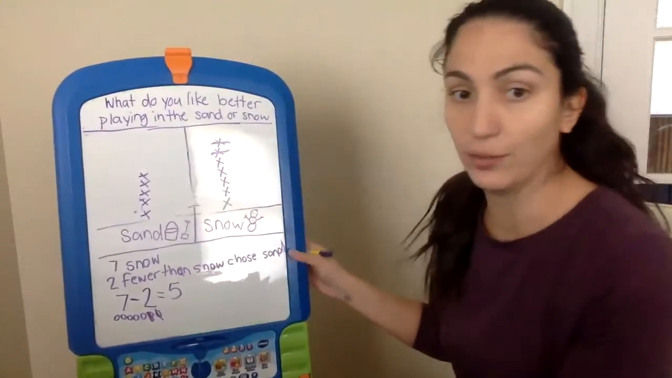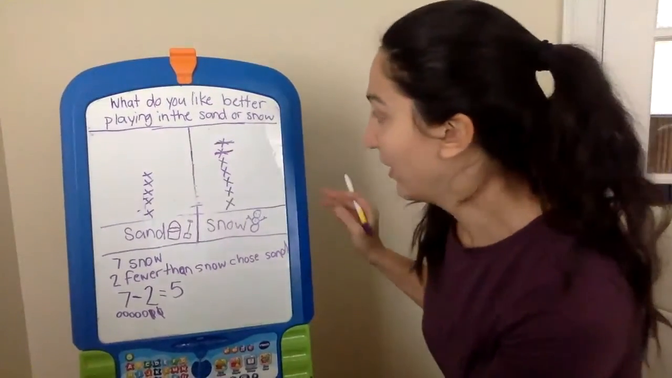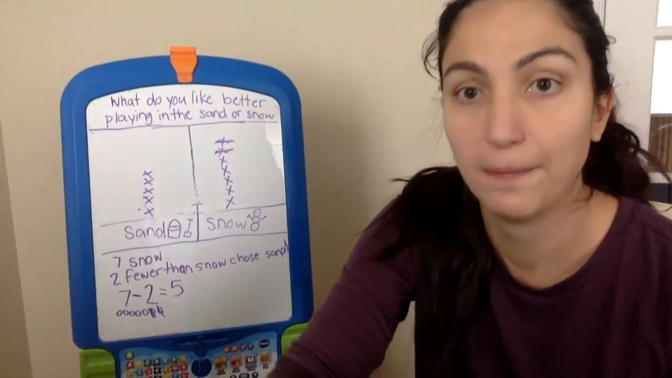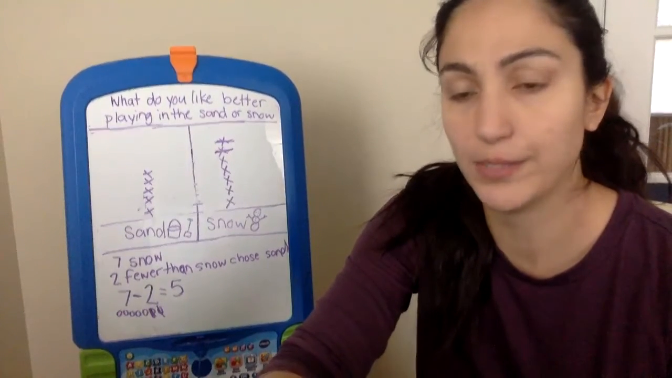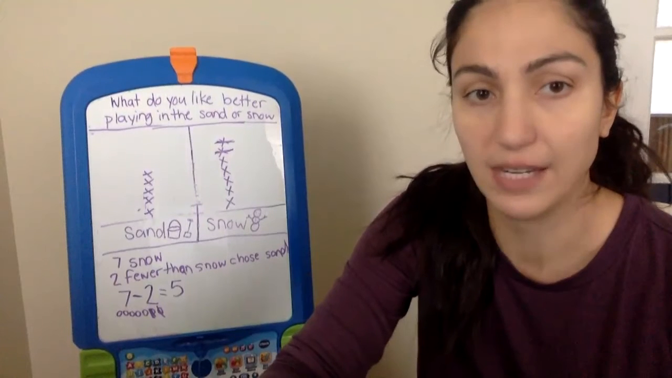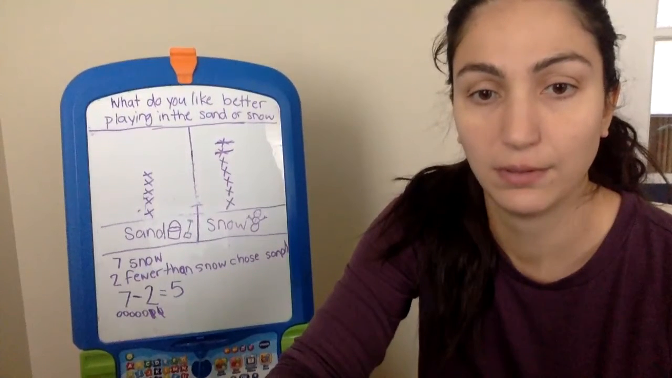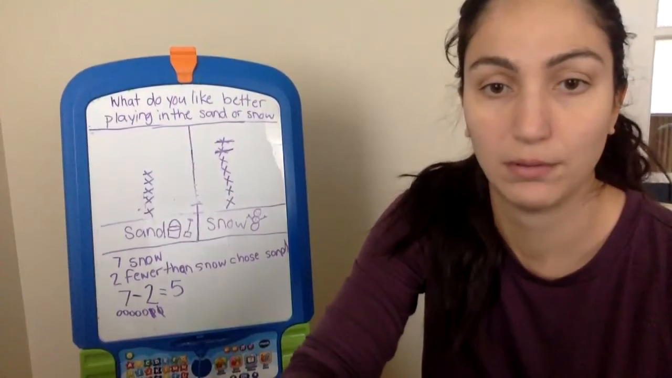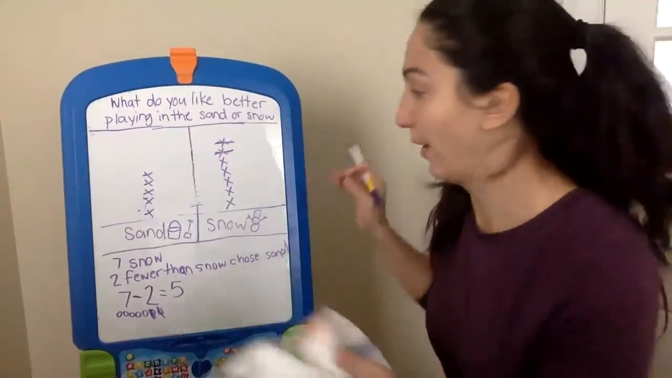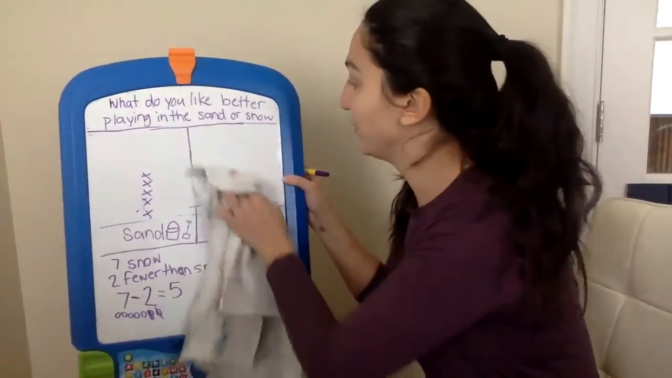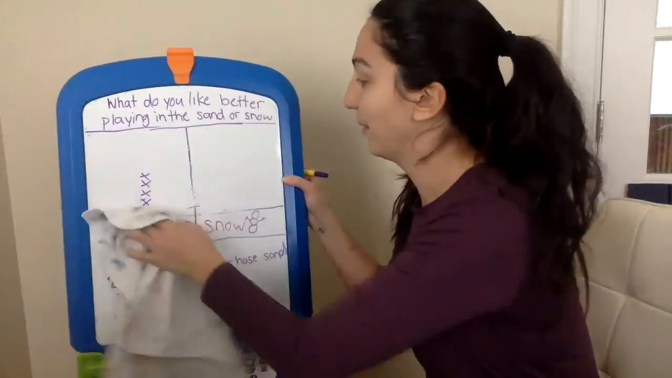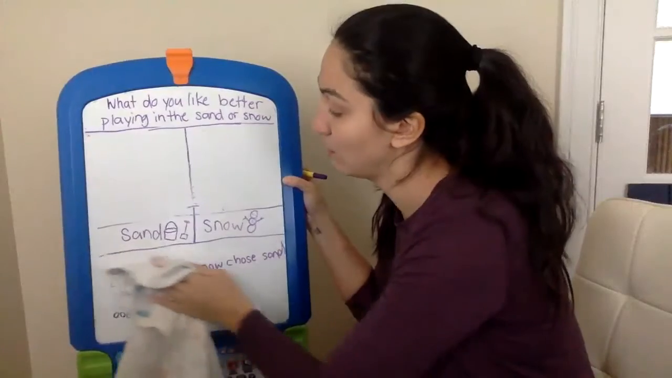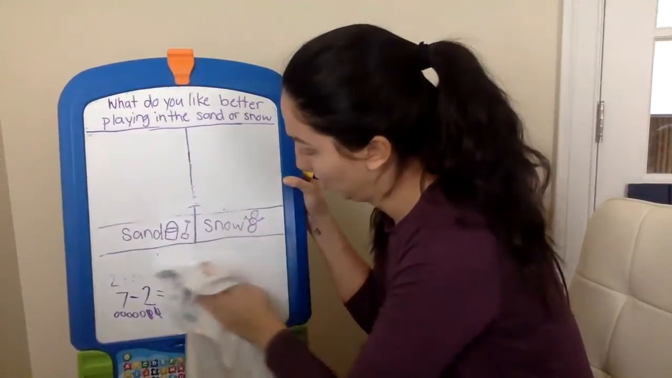Now, what I'm going to do is do one more, because like I said, this is really, really tough. We'll stick with sand and snow. Okay, we're just going to use different numbers. And I'm going to stick with fewer. So if I'm sticking with fewer, am I adding or am I subtracting?